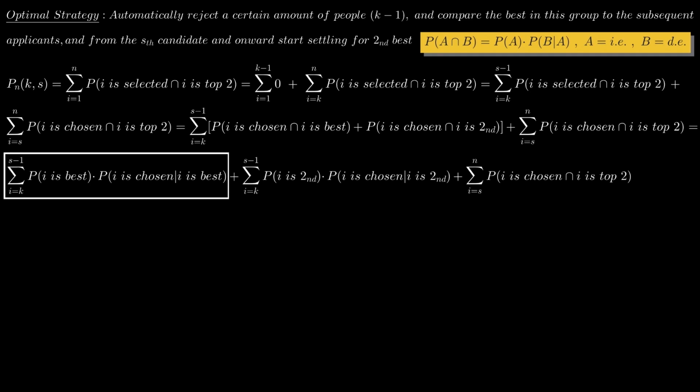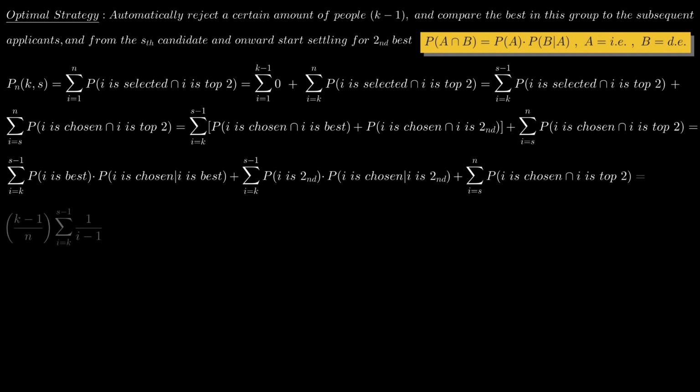This probability here in the first sum is the same as before, 1 over n times k minus 1 over I minus 1. We bring the k minus 1 over n out of the sum because it's a constant, and hence the first sum is the exact expression like the first part of the video. The only difference is we're summing to s minus 1. Okay, so the second sum now, the probability that I is second is just 1 over n, and we bring that out of the sum because it's a constant. But what about this one?